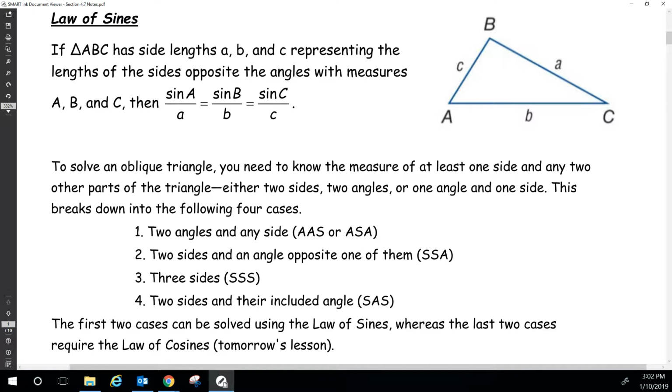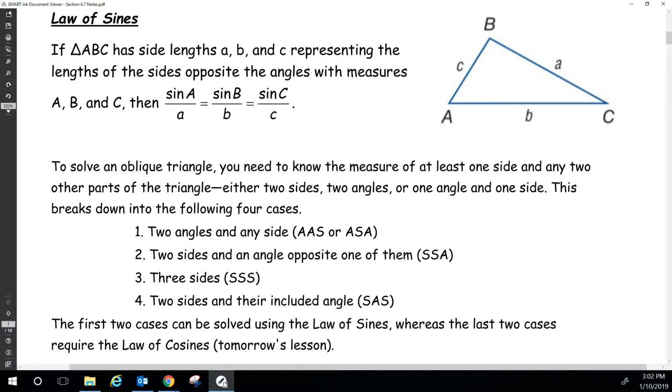What does it mean to solve a triangle? That just means that given three pieces of information, you can find all the other pieces of information. So solving a triangle just means finding each side and each angle. In order to do that, though, you've got to have at least three pieces of information.